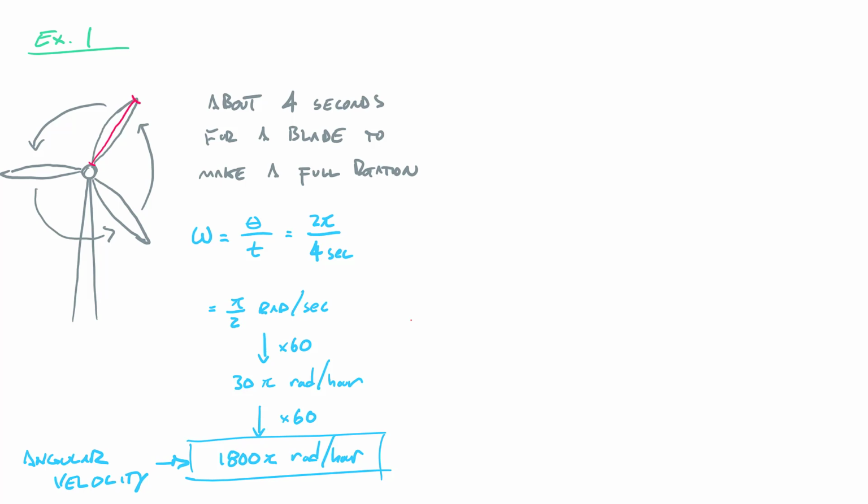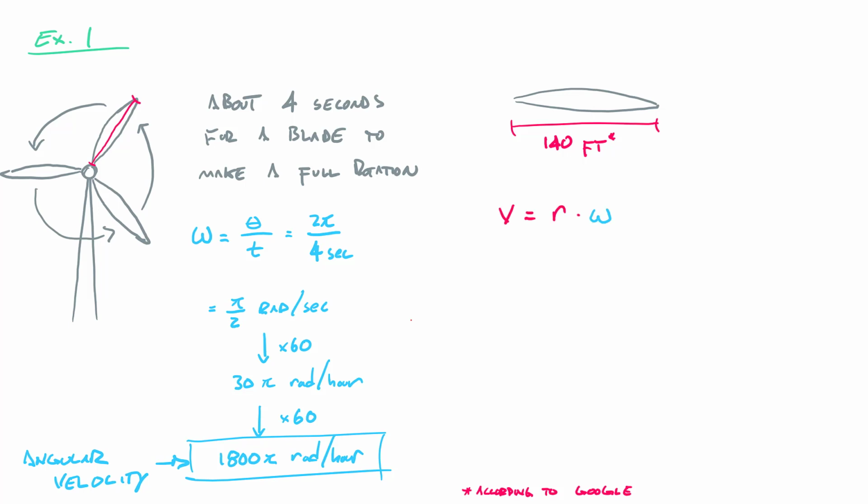Now I want to toss that into the tangential velocity formula, the linear speed, because I want to know actually how fast these things are moving through the air. So I Googled the average length of a wind turbine blade. It's about 140 feet. And so I just plugged these two things into my formula. I had 140 feet, that goes into the radius. I have 1800 pi radians per hour, that's omega. And I found out that we get 252,000 pi feet per hour.